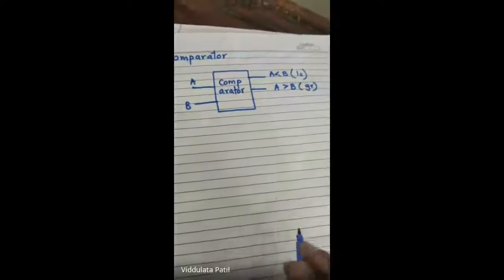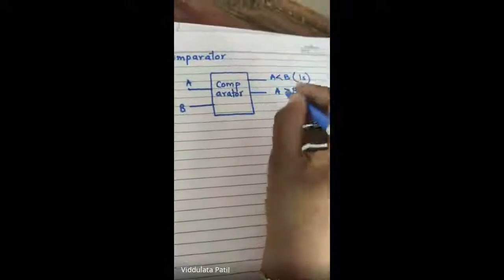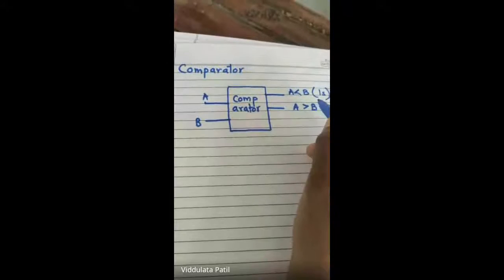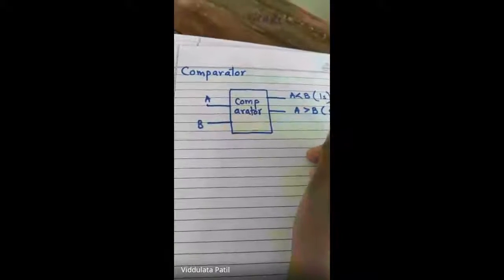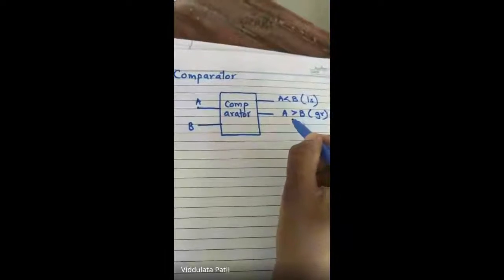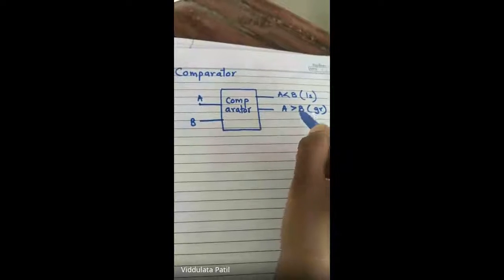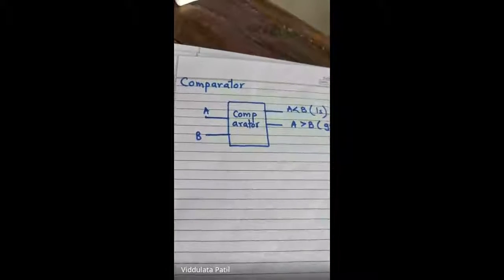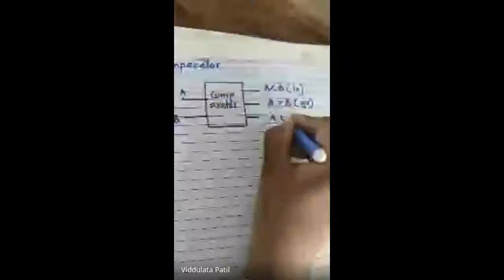So we have three outputs as I discussed. One is A less than B, so I have stated it as LS. Then A greater than B, that is GR, and then A equal to B, that is EQ. Okay, so I have given these names to these outputs.